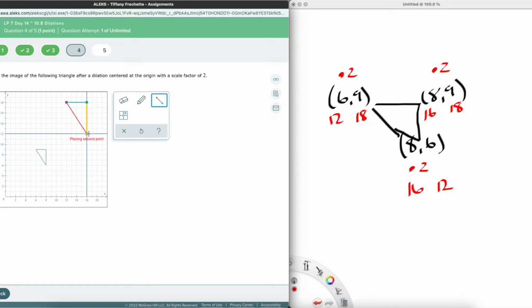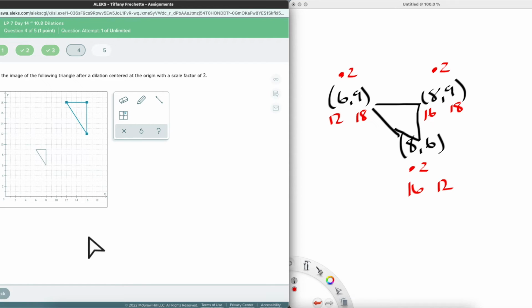Because it should definitely be bigger. I'm dilating it, but I should be able to see that they are similar triangles. I've increased the side by a factor of 2, right? So if this is 2, this side length should be 4. If this is 3, this side length should be 6. So we should be able to see that scale factor happening there.